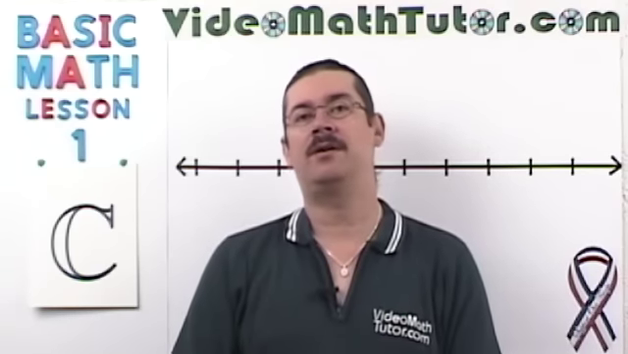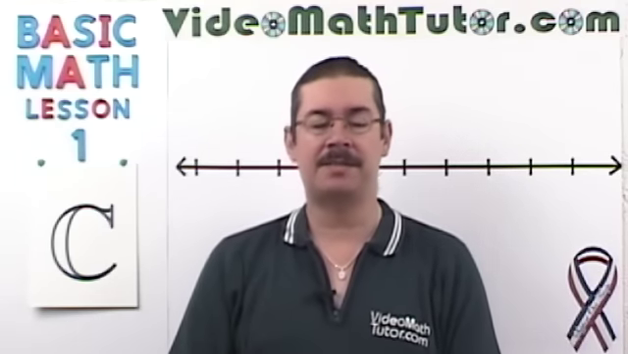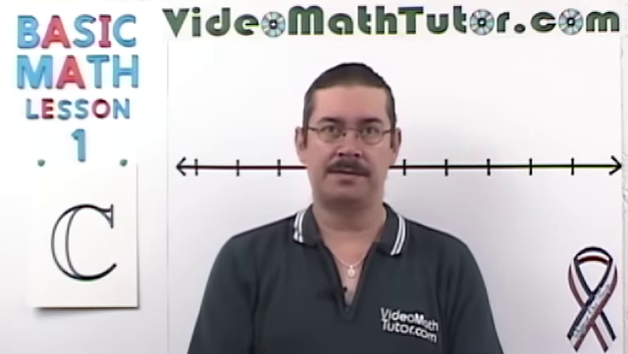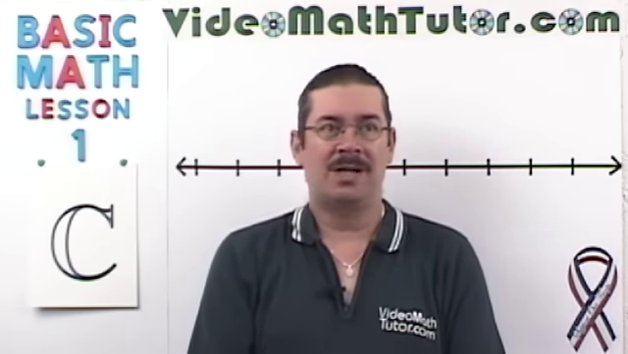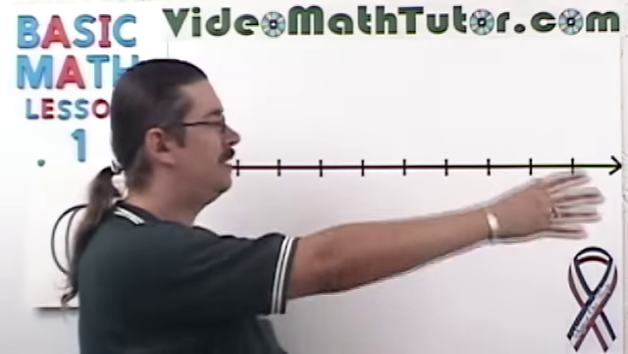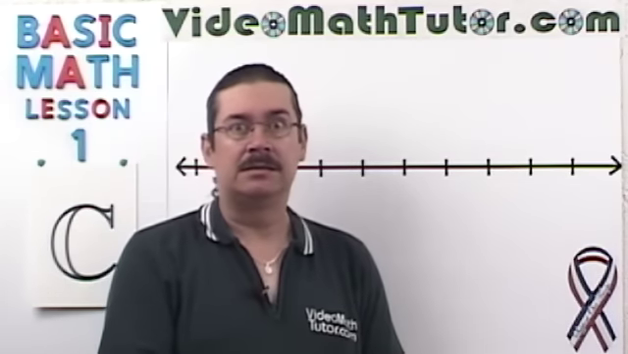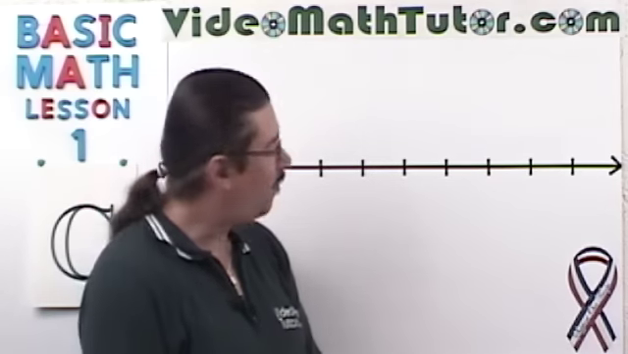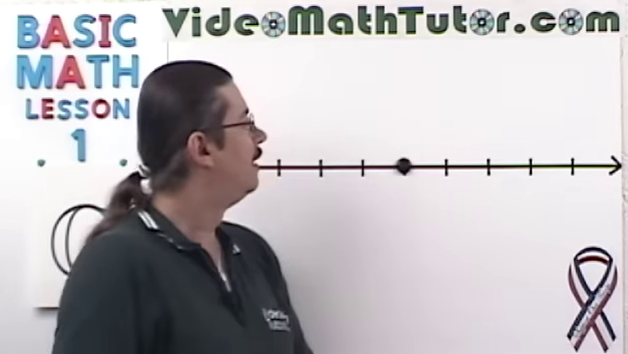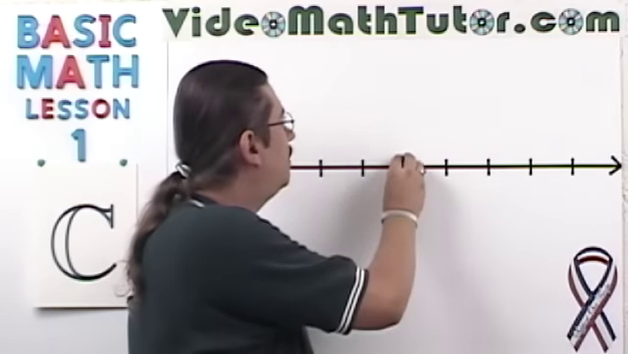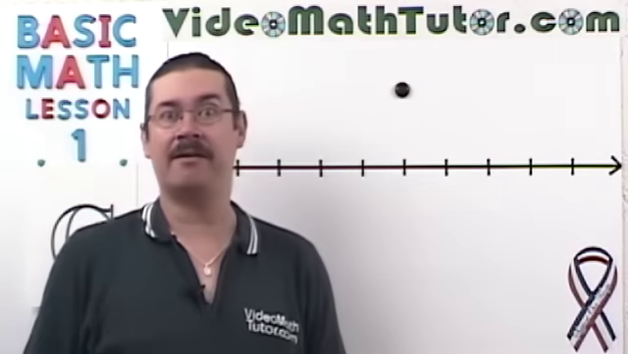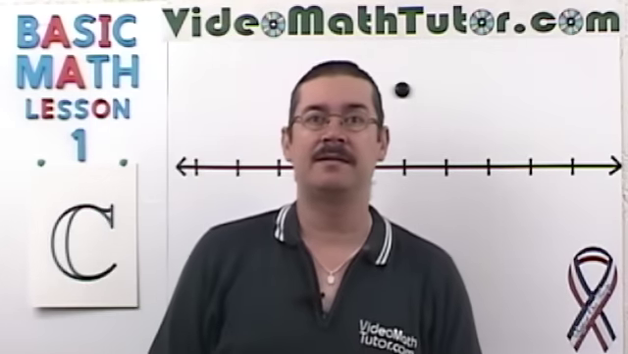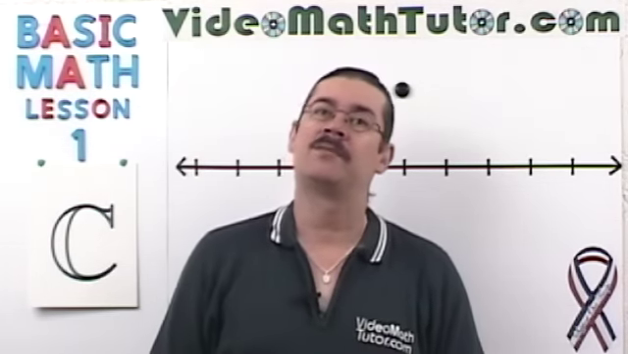Now that we've covered all the basic types of numbers, there really is one more thing we should worry about. And that's, what if something isn't on a number line? It's great to have a point right there on a number line, but what if my point is now there? It's not on the number line. Then what? That's a good question.